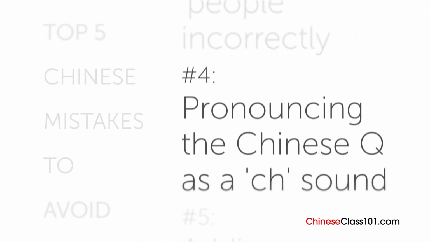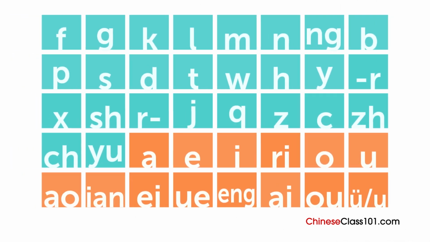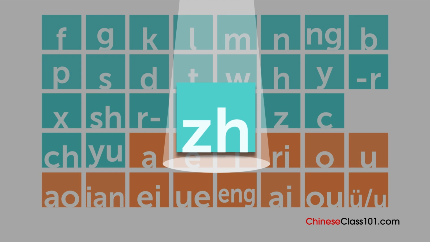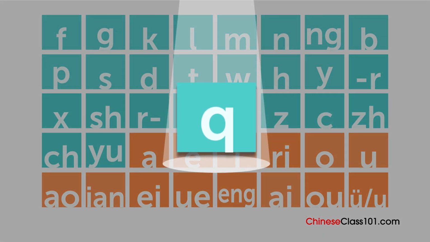Number 4, pronouncing the Chinese Q as a ch sound. This is one of the biggest mistakes for students of Chinese. There are many ch-like sounds in Chinese, all of which are distinct. The challenge for English speakers is to first perceive the difference and then to recreate it.